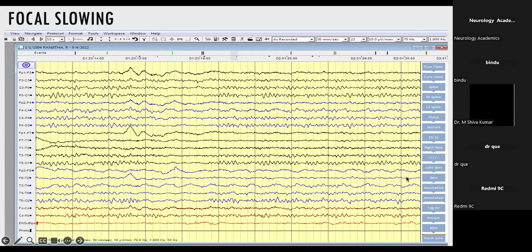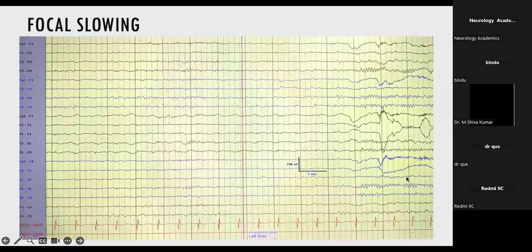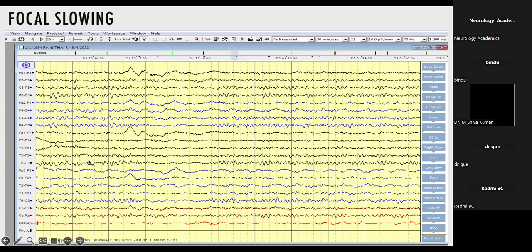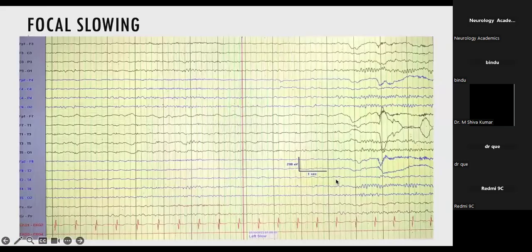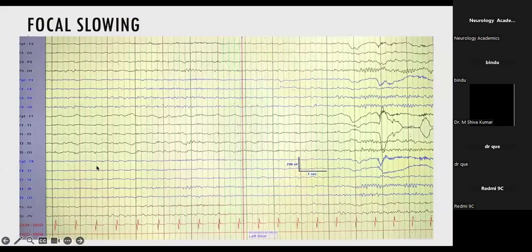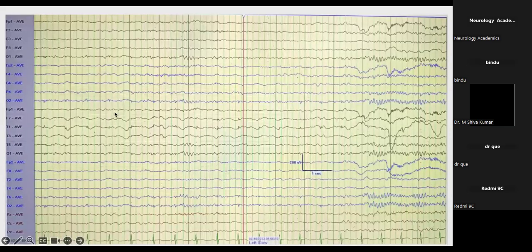Continued. Here the focal slowing can be seen in the right anterior temporal region compared to the left side, left temporal. Here we can see the focal slowing. And again in another image also, here we can see the slowing in the left temporal region. Same can be seen in the average also.